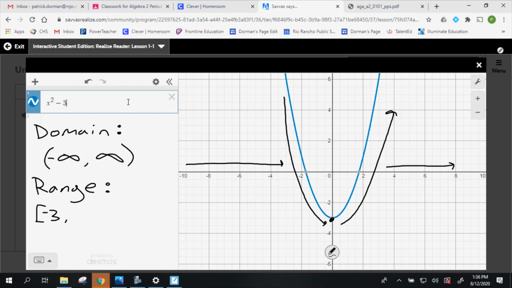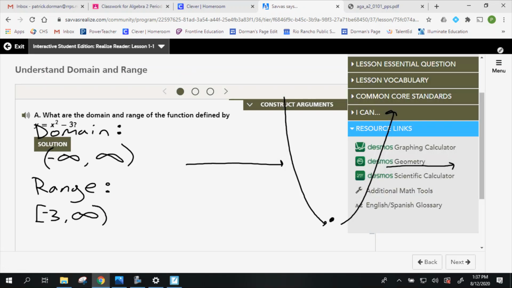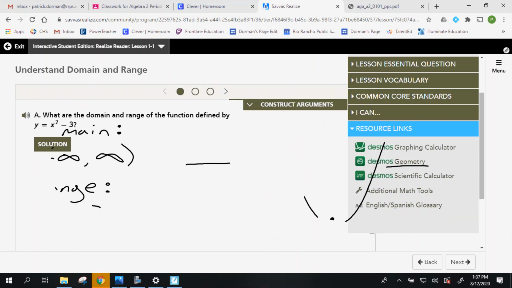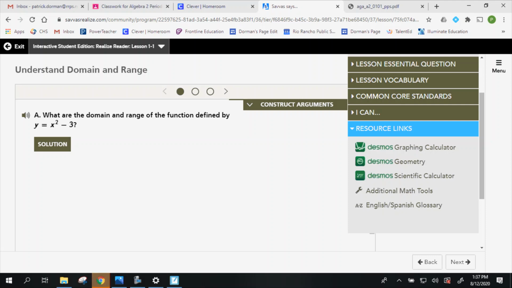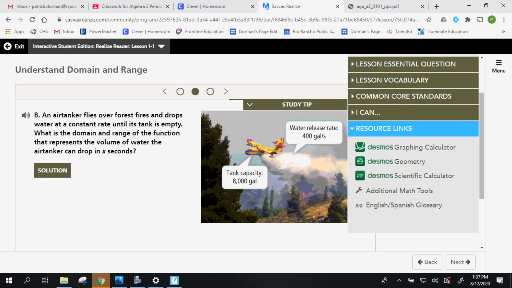That's going to go from negative 3 all the way to positive infinity. And we'll leave that as a parenthesis in our bracket because we can't really include infinity. It's not an obtainable quantity. We can't ever actually get there. So there we go. Domain and range of this thing. Done. All right, what do we got next?